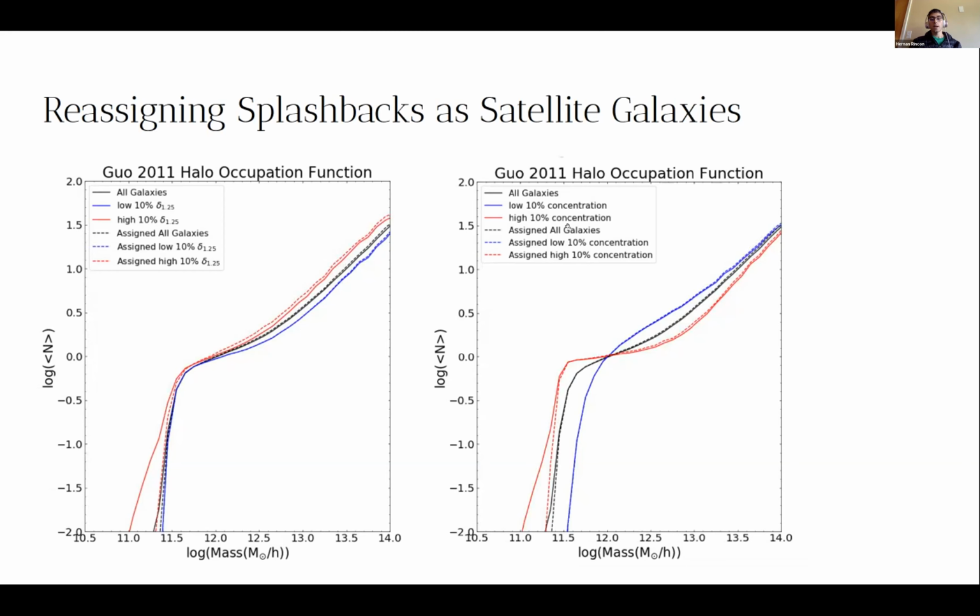And then the right plot here is a very similar plot, except that I'm using a different assembly bias parameter. Instead of halo environment, I'm looking at halo concentration. But very similar stuff is going on. The dashed lines that represent reassignment have less difference than the solid lines pre-reassignment, specifically at low halo masses.